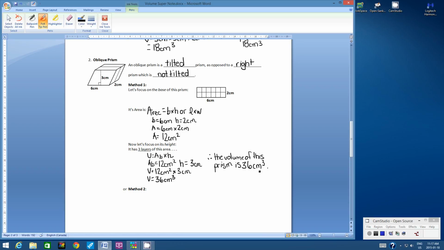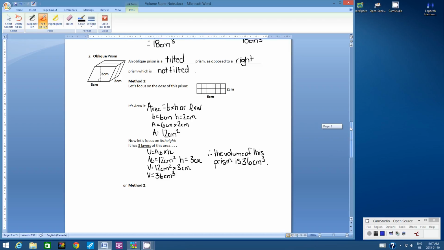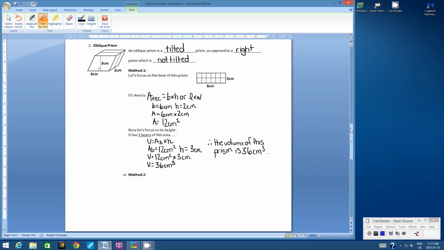Okay, so let's go on to method 2. Now, an oblique prism is very similar to a rectangular prism, except it's just tilted or slanted over. So it would make sense that we could probably use the same formula as a rectangular prism. So volume of an oblique prism equals, we can do length times width times height, or we can call it base times height times depth.